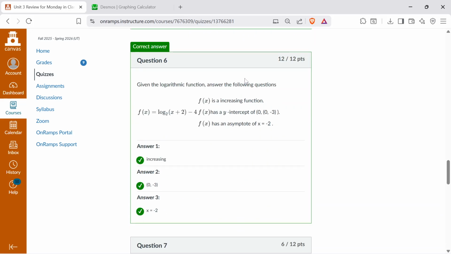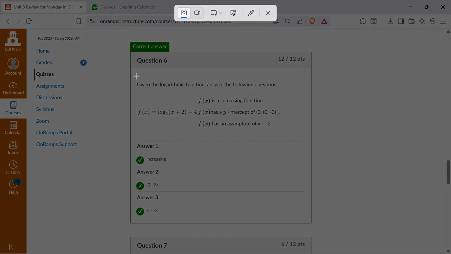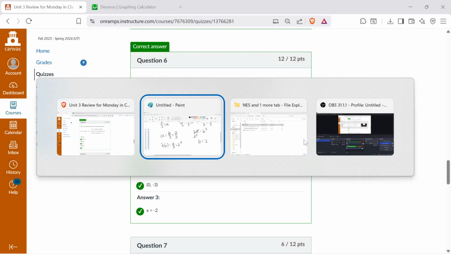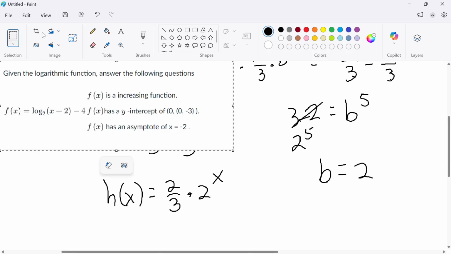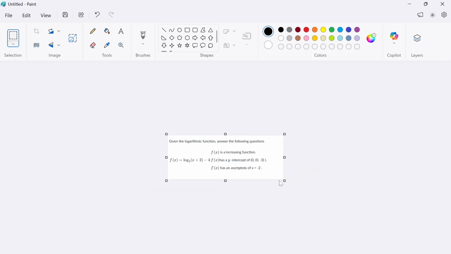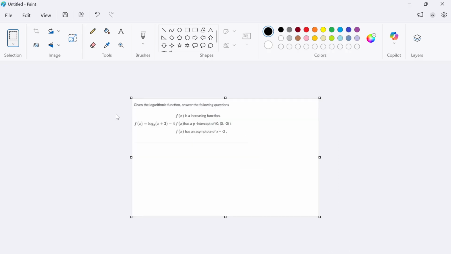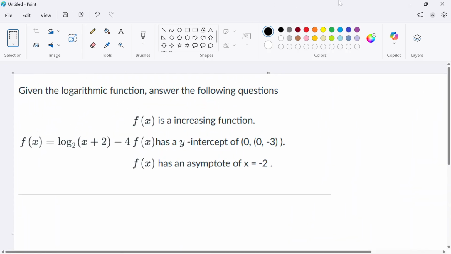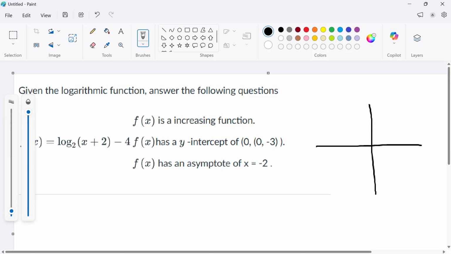Given a logarithmic function, let's see. Let me do this. I will paste it like that. Give myself more room. All right, here's my logarithmic function: log base 2 of x plus 2, minus 4. Well, the basic log function looks like this. It just increases at a decreasing rate, and it gets closer and closer to 0 without ever crossing it.